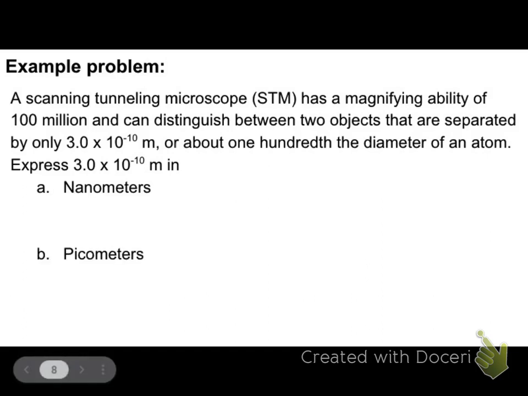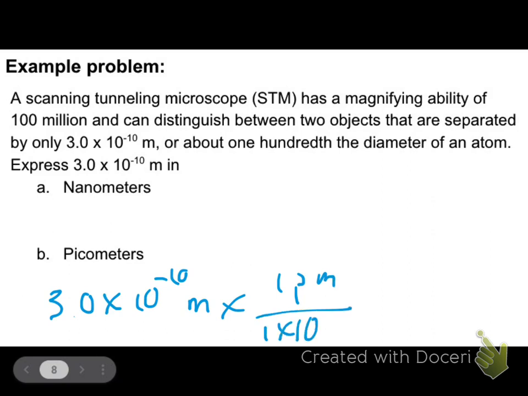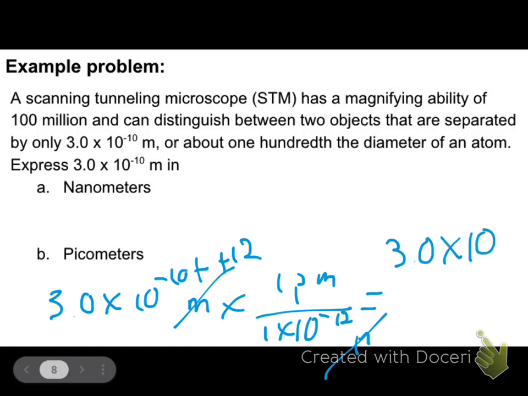Then if we're doing picometers, we still start with the 3.0 times 10 to the negative 10 meters, but our conversion factor this time will be 1 picometer is actually 1 times 10 to the negative 12 meters. Then you again cancel meters, and again you subtract negative 12, so you wind up adding. So what you should wind up with is 3.0 times 10 to the 2 picometers. In this case, you have to leave it in scientific notation because we have 2 sig figs, and if you carried this out, you would wind up with more significant figures than that.